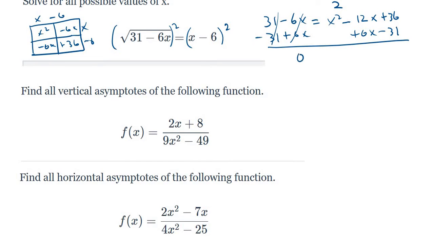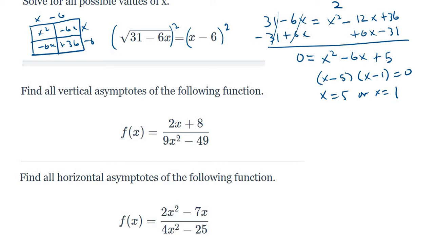This one goes away. It will be 0 left over here, x squared, and then we're going to have minus 6x, and then this is 31 and 36 will be plus 5. Okay, now we can actually factor this. It will be like x minus 5 and then x minus 1 equal to 0. So x equals 5 or x equals 1.